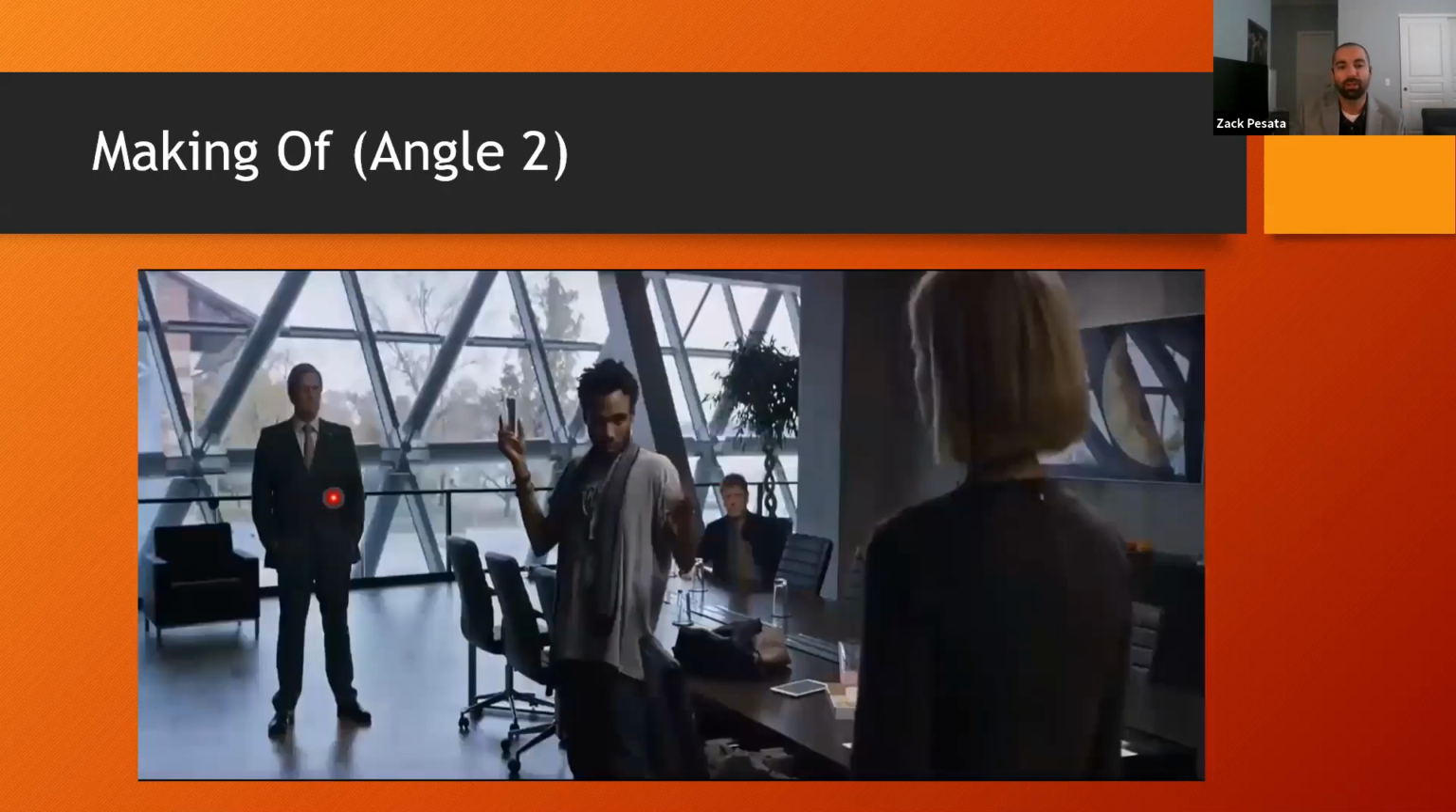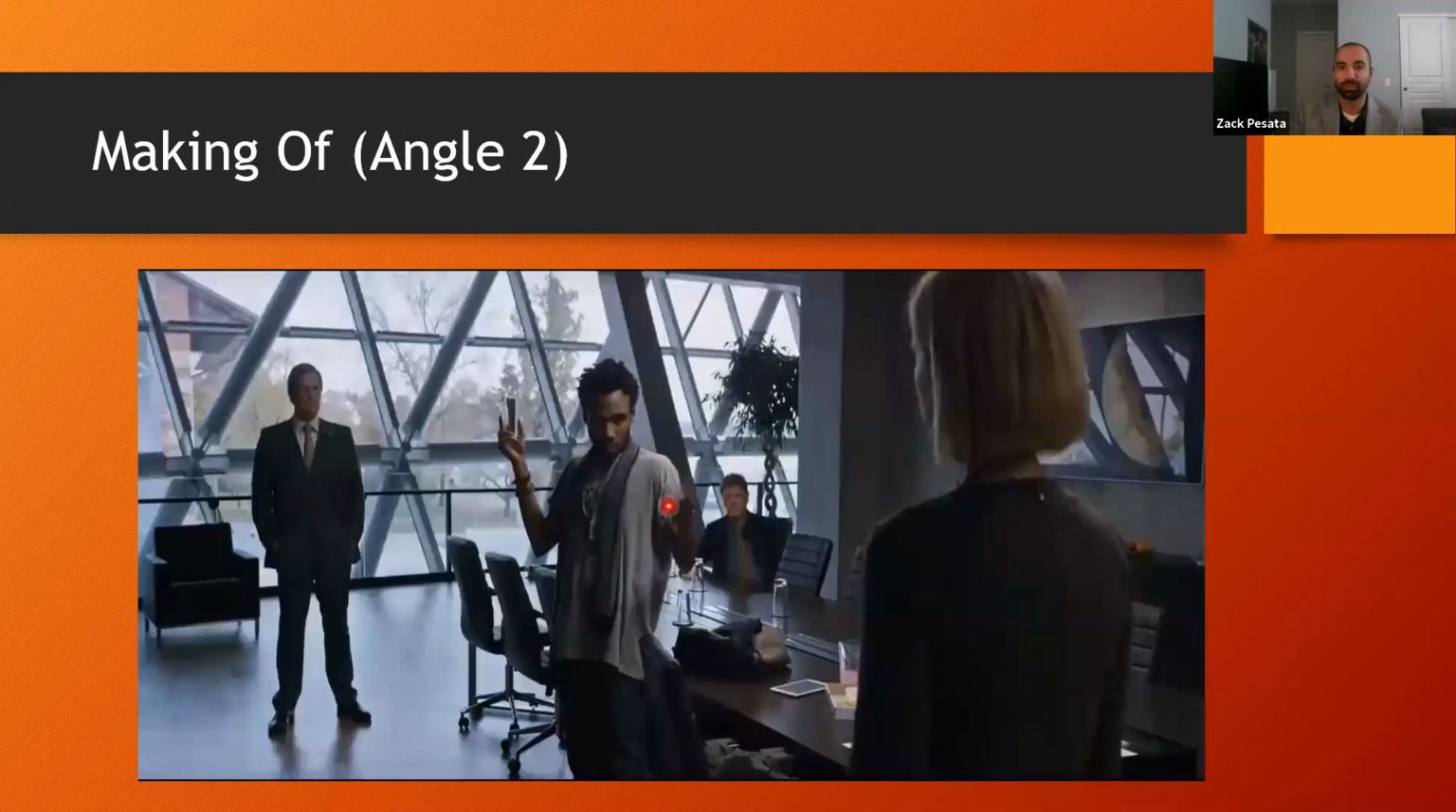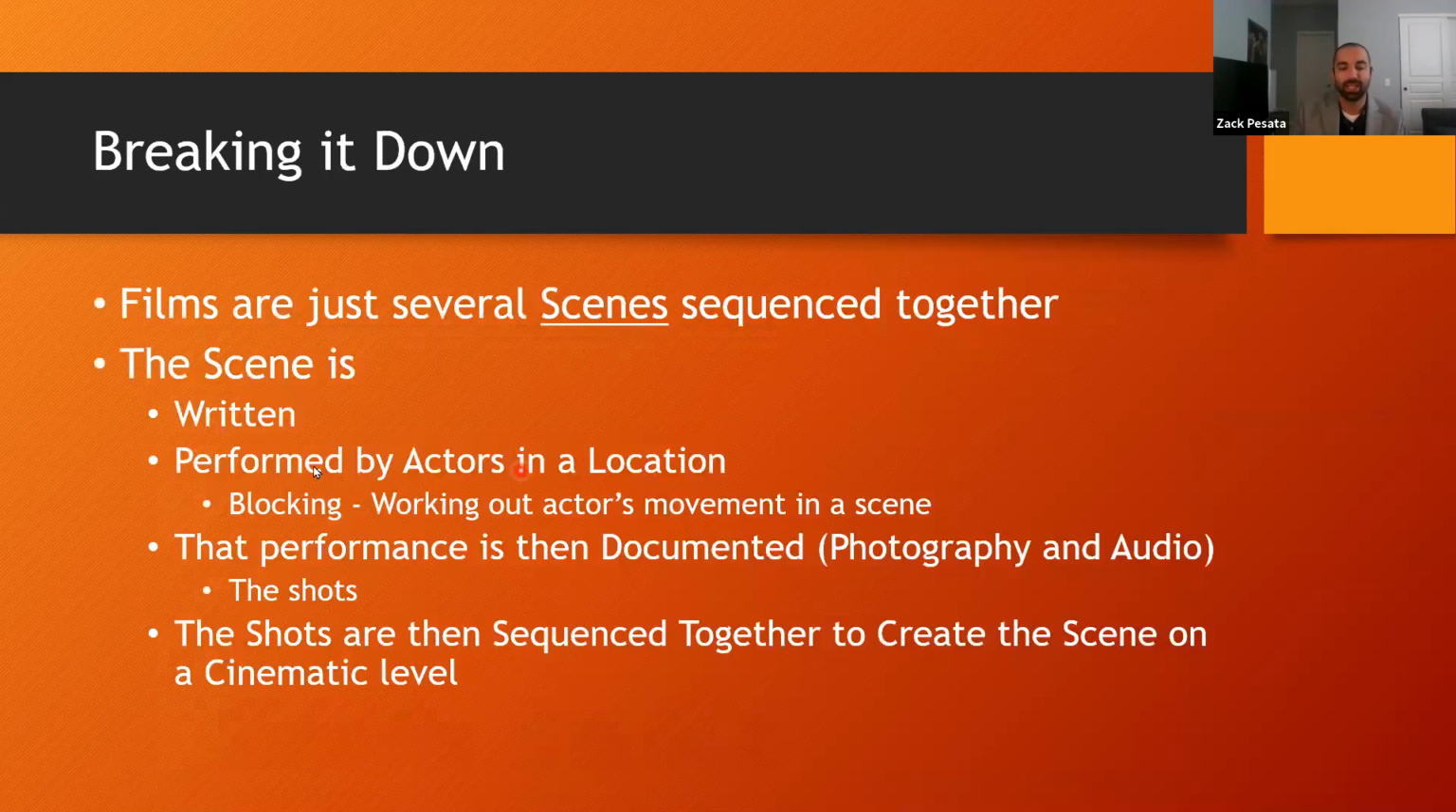So, when, for example, we see Donald Glover and Kristen Wiig standing next to each other. Okay, well, on what line is Donald Glover going to step back and hold up the stapler? Right, that's all blocking. It's choreography of the scene. So that is within the idea of playing out the scene with actors.